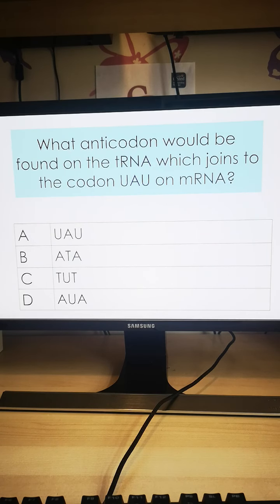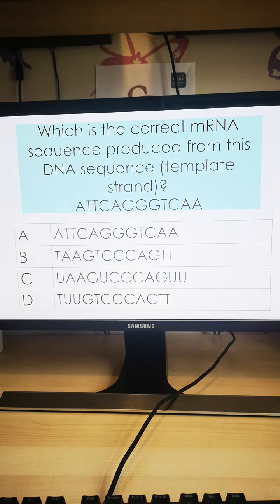Okay, what anticodon would be found on the tRNA which joins to the codon of UAU on an mRNA? Which one would it be? You're looking for a complementary AUA, as the anticodon on the tRNA is complementary to the codon in the mRNA. Okay, may need to pause me, give yourself enough thinking time for this one.